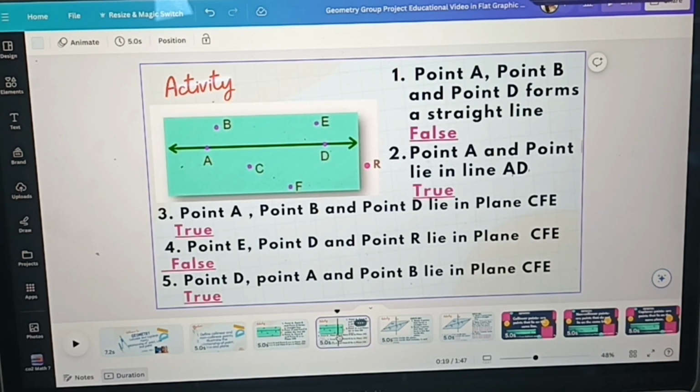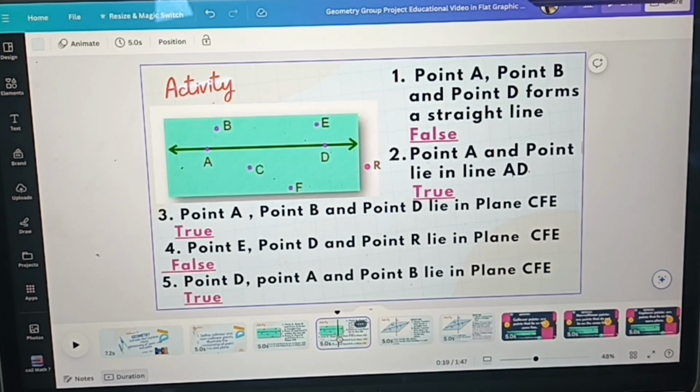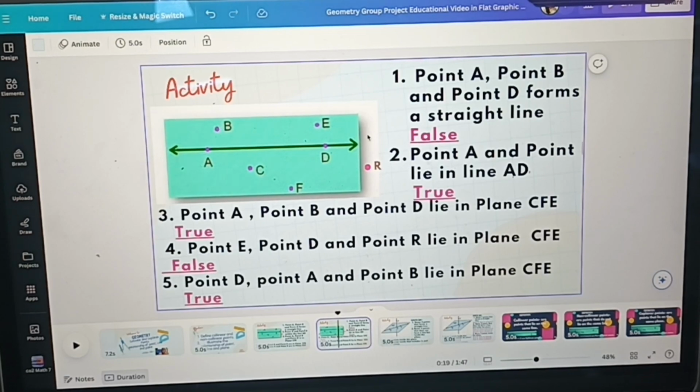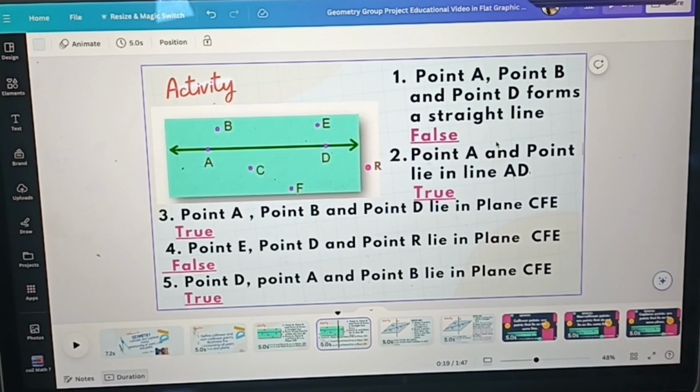Okay, I hope you are done. Let's check your answers. Number 1, your point A, your point B, and your point D form a straight line. Of course, it is false. The straight line is here, so we have B here. Number 2, your point A lies in line AD. Of course, it is true.